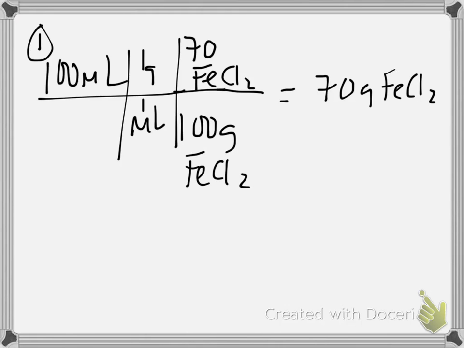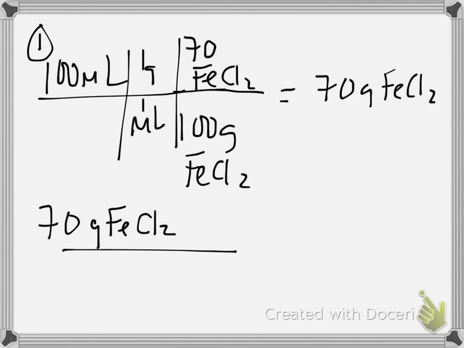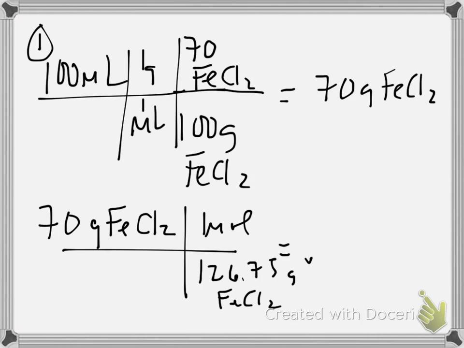Well, let's figure out how many moles of iron 2 chloride. It would probably be more elegant to do this as a single factor label and say, okay, that means we have this many moles of iron 2 chloride in every 100 grams of water. I didn't. I broke it up into two. 126.75 grams iron 2 chloride in 1 mole. So we have 0.552268, etc. moles of iron 2 chloride.